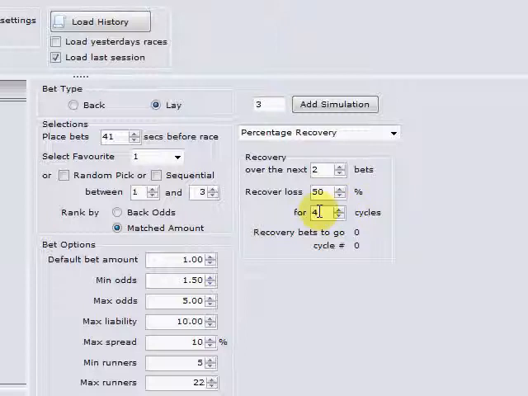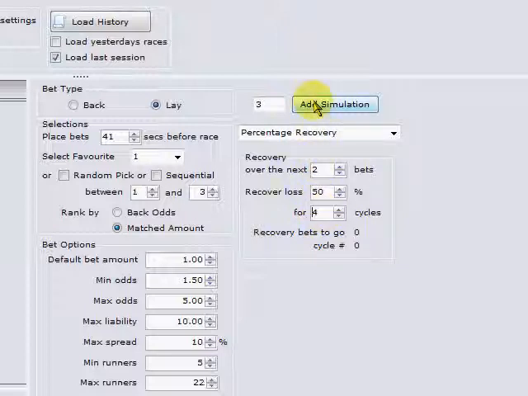Now, what this means is that it'll try and recover over the next two bets 50% of our loss. So in total, it's trying to recover all our losses in the next two bets, and it'll do that 4 times. So that means losses you have in a row, it'll keep on doing it, which you'll see here in a second.